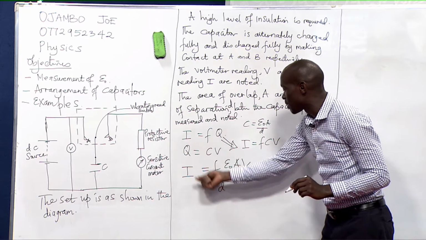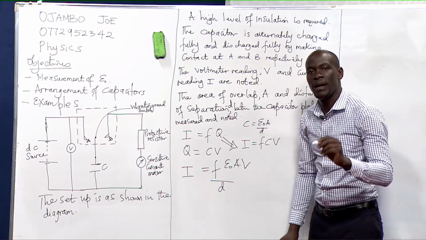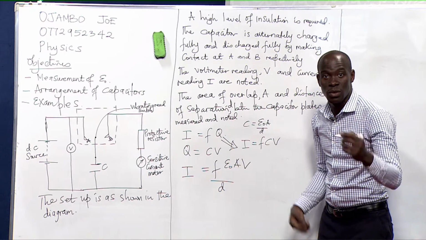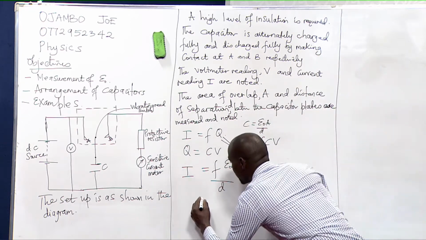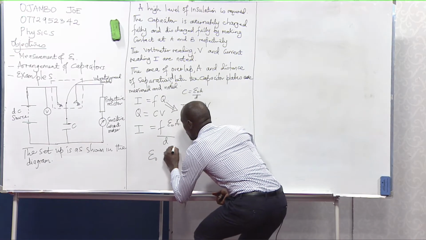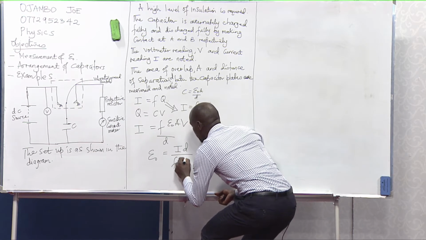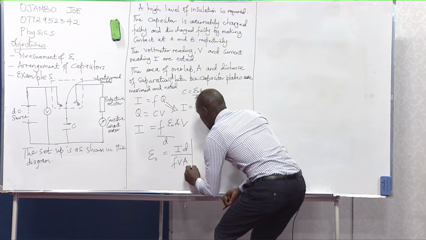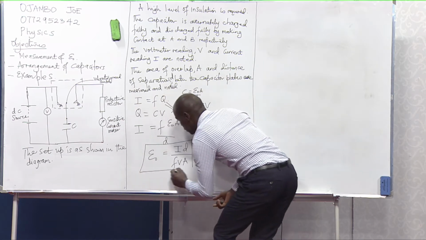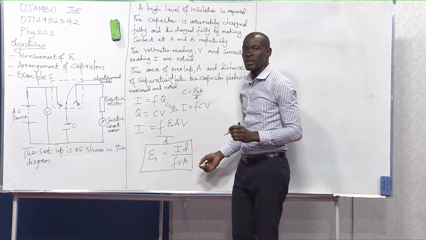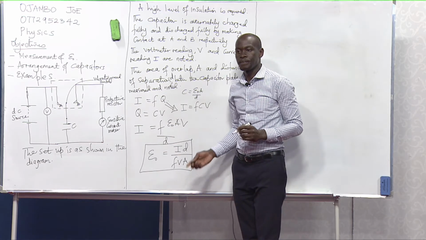Now, from the mathematics, if you made epsilon naught the subject, because it is the one we are looking for, we shall discover that epsilon naught is equal to I d over f V A. Therefore, the permittivity of free space will be determined from this expression.